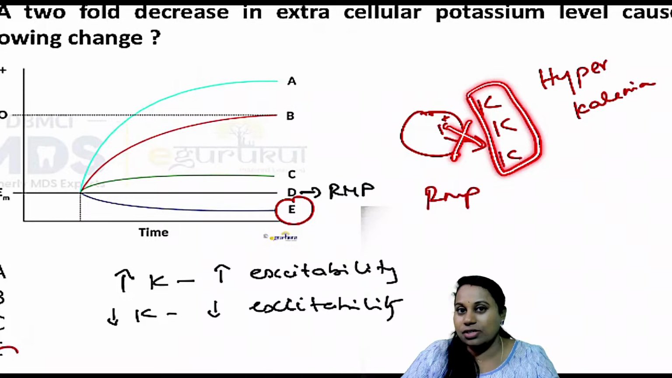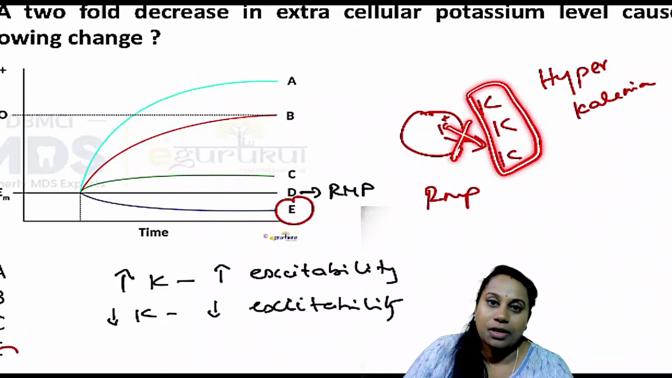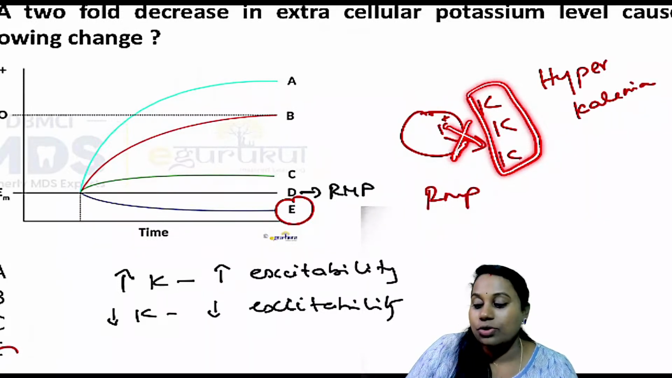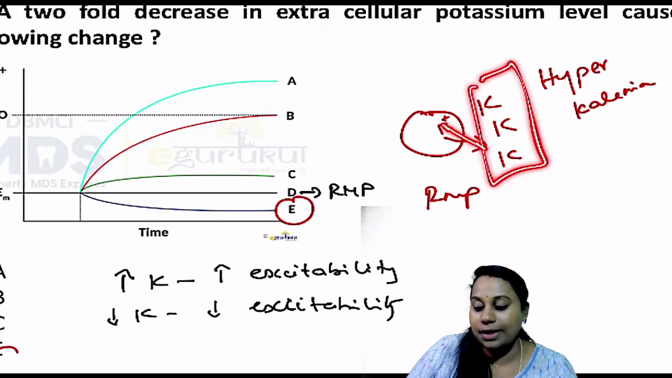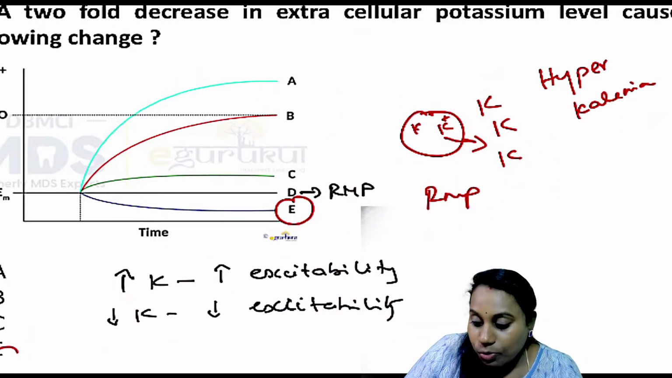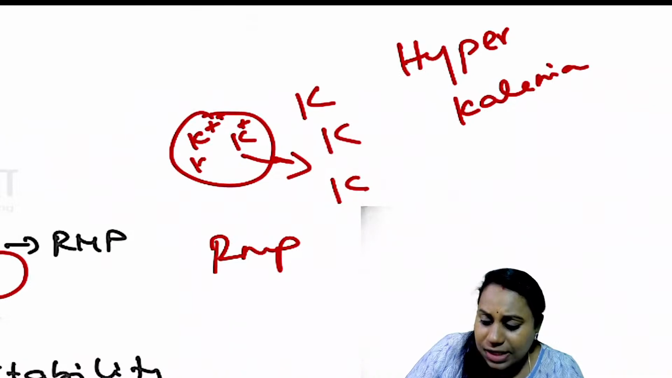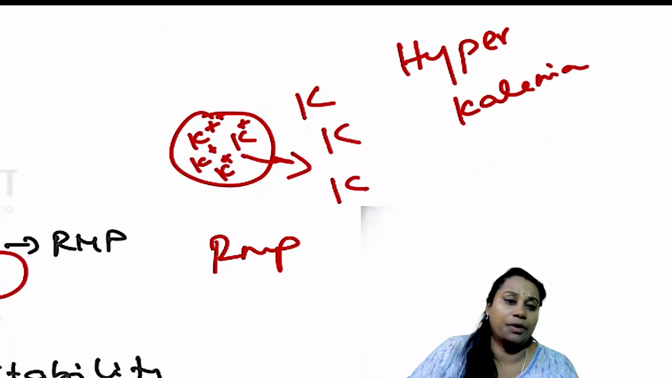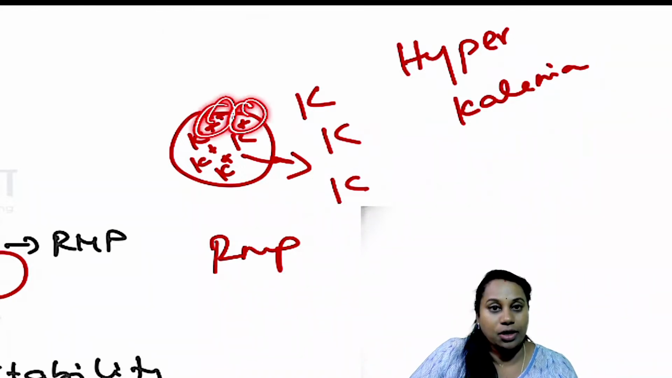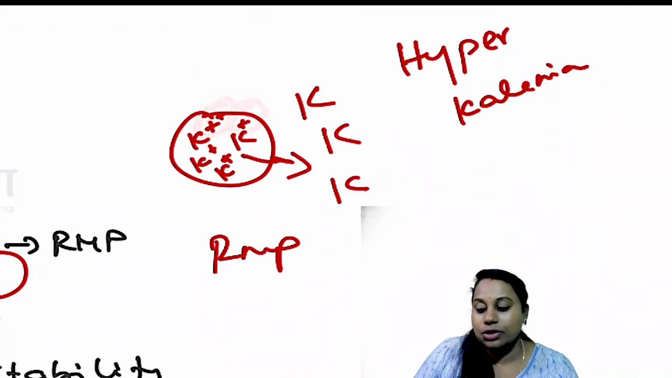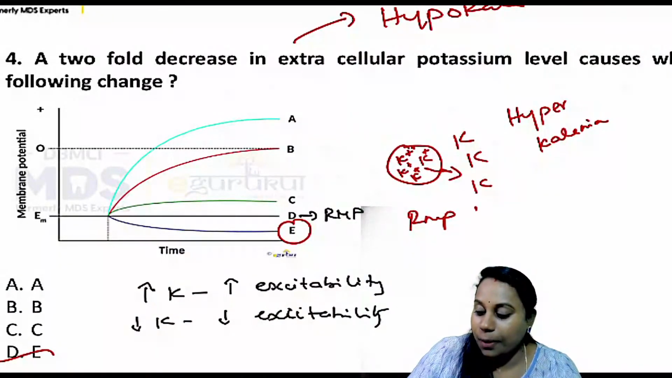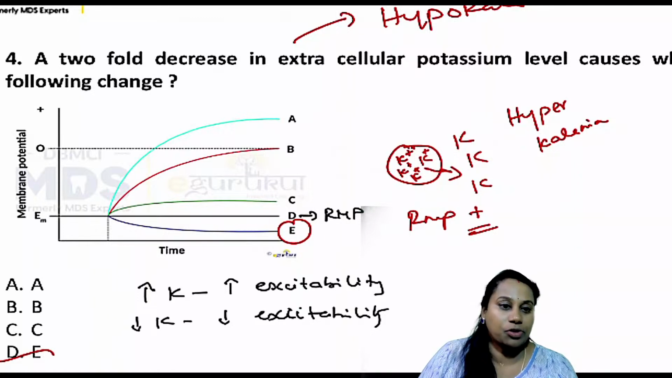If this gradient is destroyed, potassium can't move out. Potassium can easily move from high to low, but from low to high it can't move. So whenever potassium is more outside, the gradient is destroyed and potassium is not able to move out. More potassium stays inside at RMP. Potassium is a positive ion, so it will increase the positivity. So RMP goes towards positivity. In hyperkalemia, RMP goes more towards positivity.